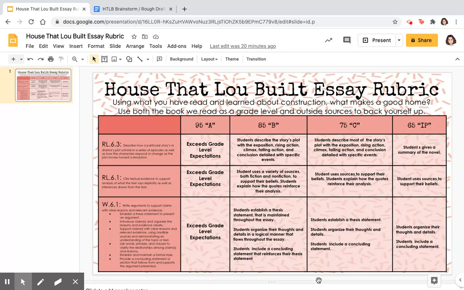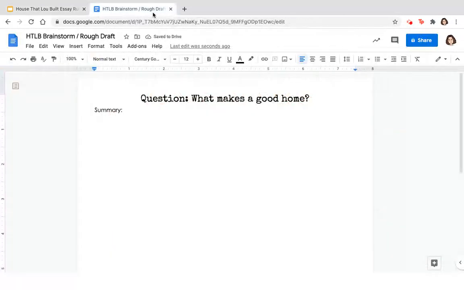But let's get started on our first step, which is our summary of the book. So open up a Google document, and at the top, I would like you to put our question and then a summary. Go ahead and pause me here to get that done. So a summary would follow a plot diagram.